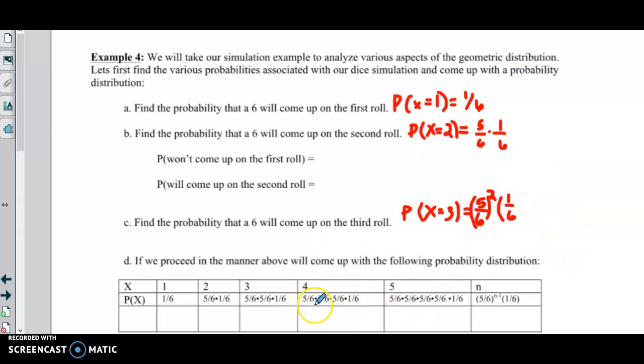Let's jump down here. If it's the fourth roll, you kind of see this. That means I fail, fail, fail: 5/6 to the third times 1/6. If I succeed for the first time on the fifth roll, I fail the first 4 times, or 5/6 to the fourth, and then times 1/6. I succeed. So you can use this formula. It's not difficult to use. It's really just the multiplication rule.